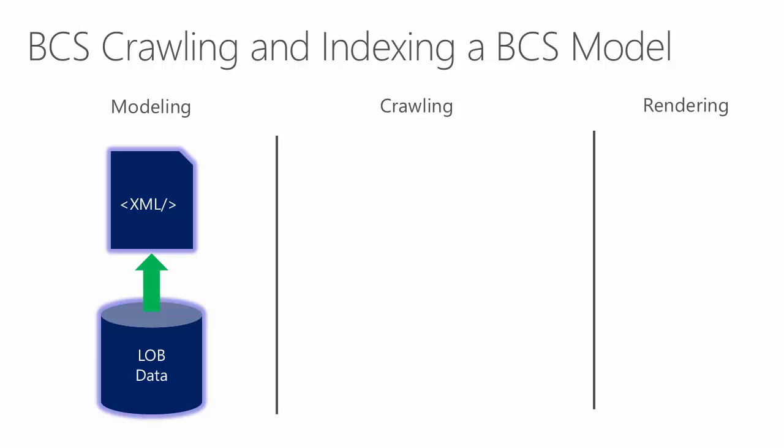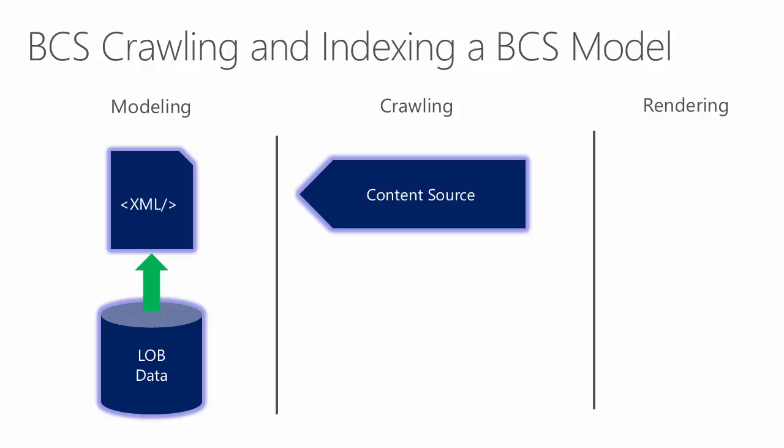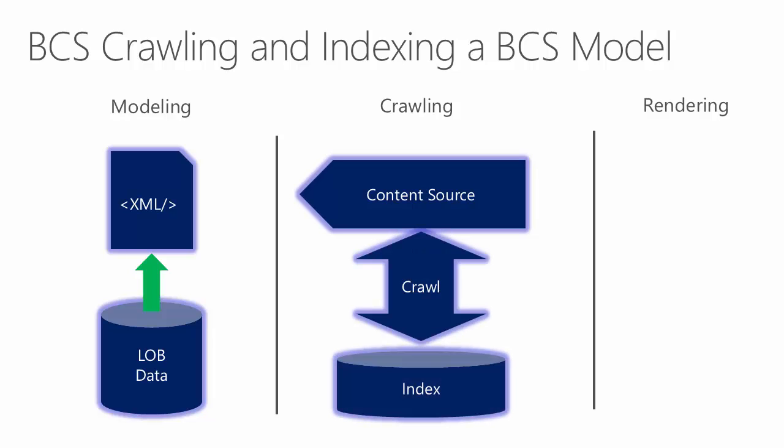Once you've completed the modeling step, then you're going to have to configure search. So that'll be crawling. You're going to create a new content source, and that content source is going to specify your model, the BCS model that you created in the modeling phase. Once you've created the content source, you're going to crawl that content source, and that is going to put those search results into the index.